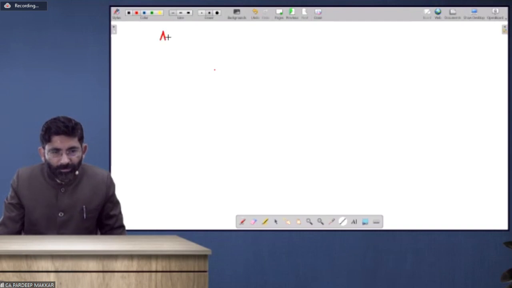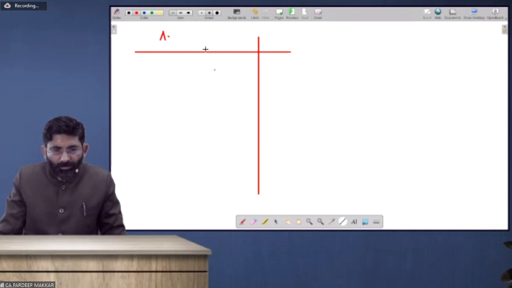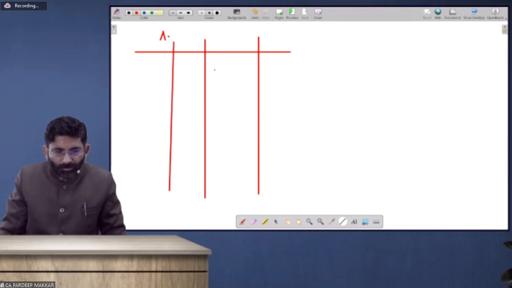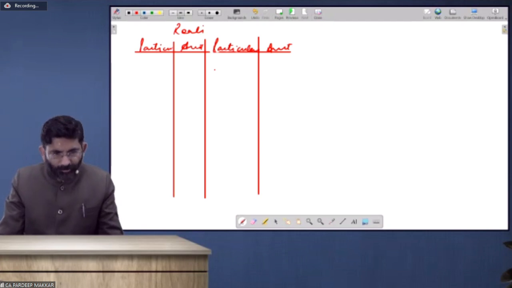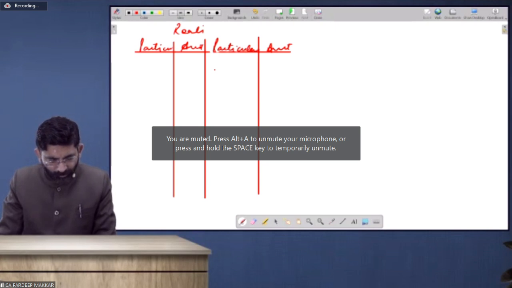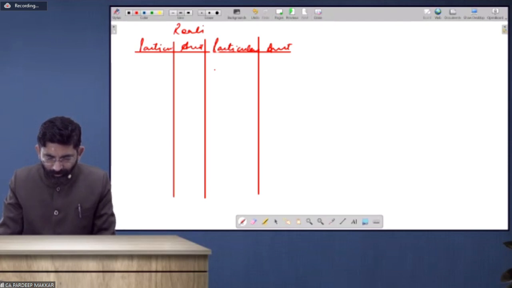Realization account. Let's prepare it. Particulars, amount, particulars, amount. Realization account in the books of Hari Brothers. Illustration number 5 we are doing.